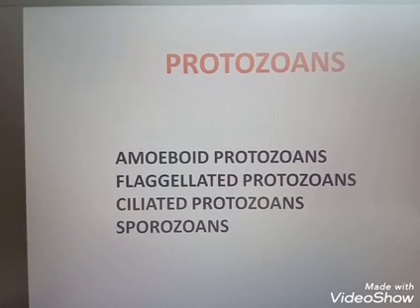What are the basic features? Protozoans are the first animals, animal-like organisms. They exhibit a protoplasmic level of organization, and the body is symmetrical or asymmetrical, free living or parasitic. Then solitary or colonial. And the three main types of locomotory organelles are pseudopodia, flagella and cilia.